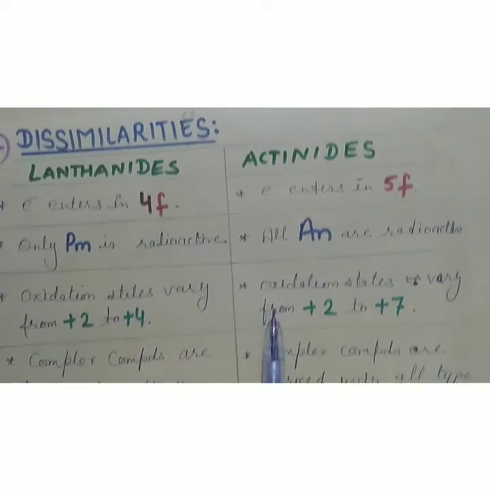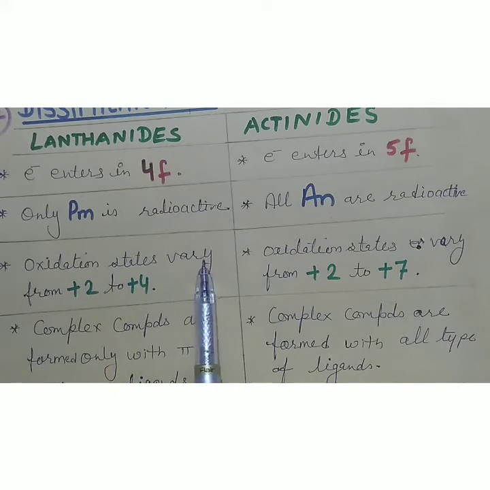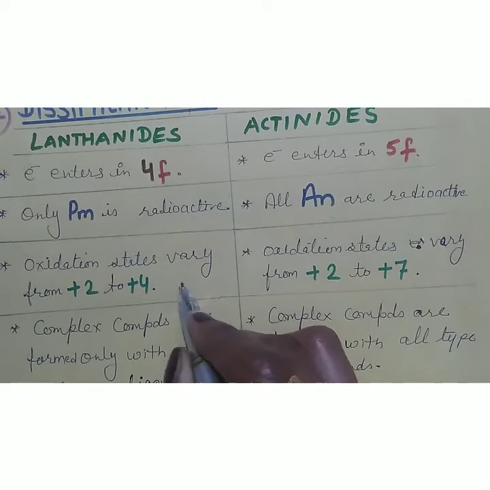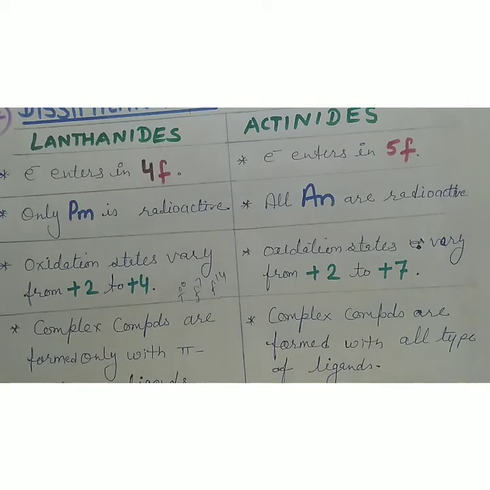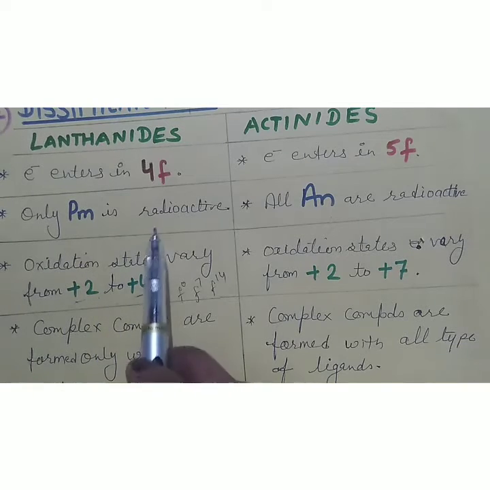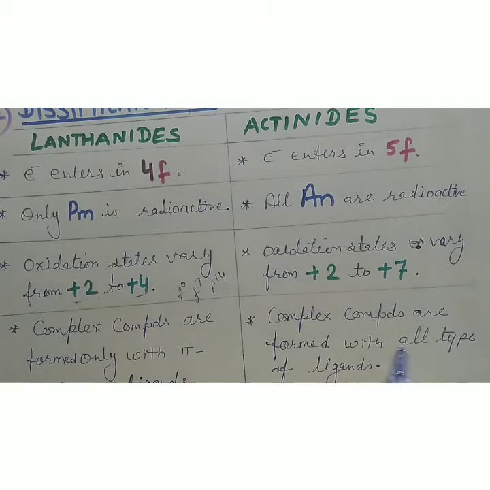Next difference, oxidation states. The most common oxidation state is +3, but according to the electronic configurations f0, f7 and f14, the oxidation state may be +2 or +4 also. So the oxidation state of lanthanides varies from +2 to +4. But in actinides, due to large size, as unpaired electrons increase, the highest oxidation state also increases. So the oxidation state of actinides varies from +2 to +7.